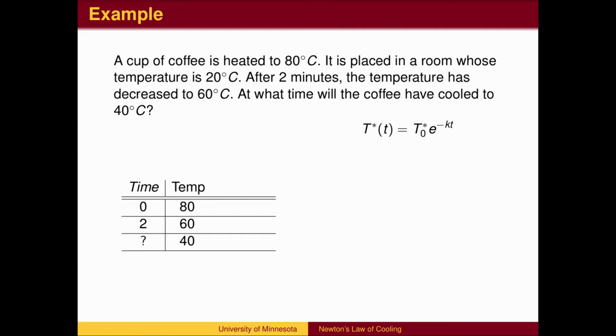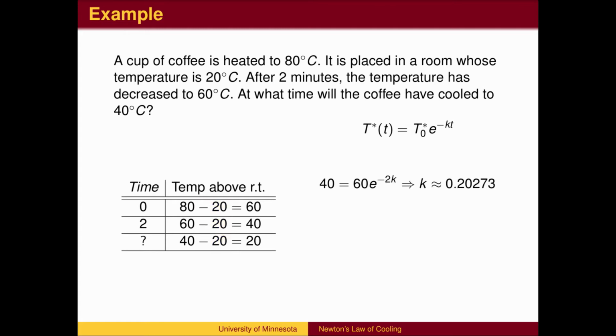A cup of coffee is heated to 80 degrees Celsius. It is placed in a room whose temperature is 20 degrees Celsius. After 2 minutes, the temperature has decreased to 60 degrees Celsius. At what time will the coffee have cooled to 40 degrees Celsius? First, recall that the temperature we need to be talking about is the temperature above room temperature, so we should subtract 20 degrees from each measurement.